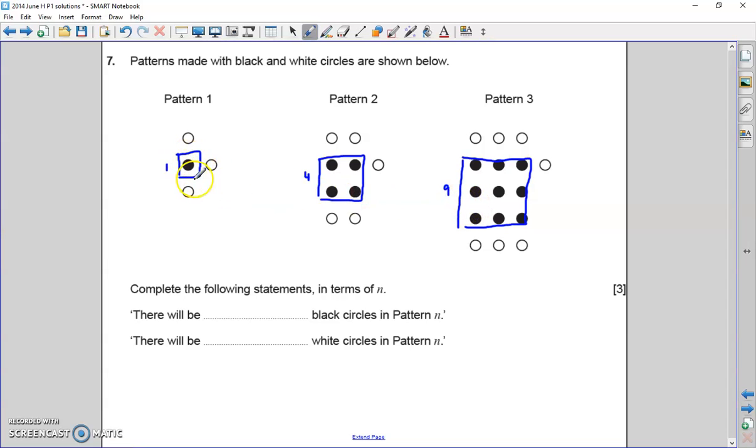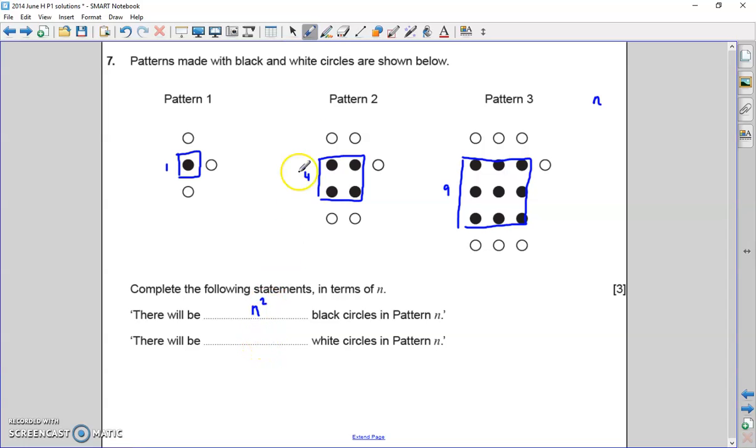Well, if this is 1 times 1, 1 squared, and this is 2 times 2, which is 2 squared, and this is 3 times 3, which is 3 squared, well, in pattern n, it would be n times n, n squared. Okay, all you do is take the pattern number and square it.